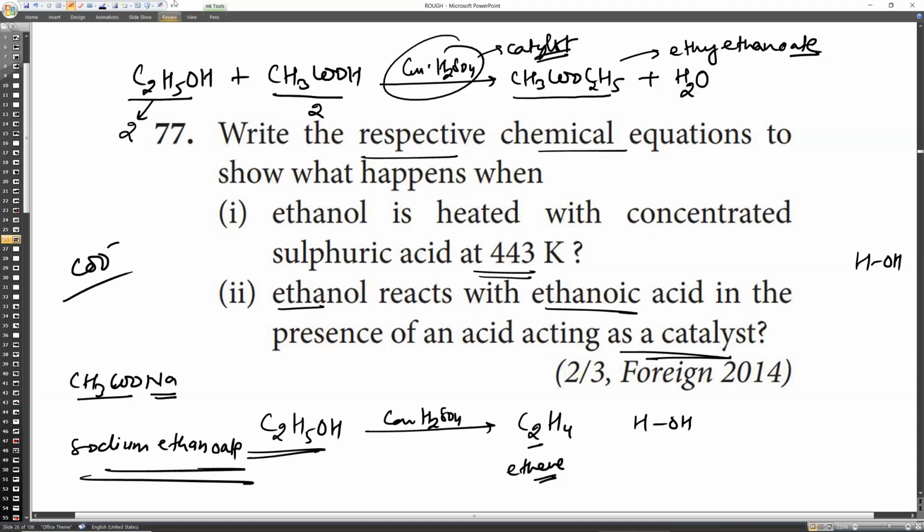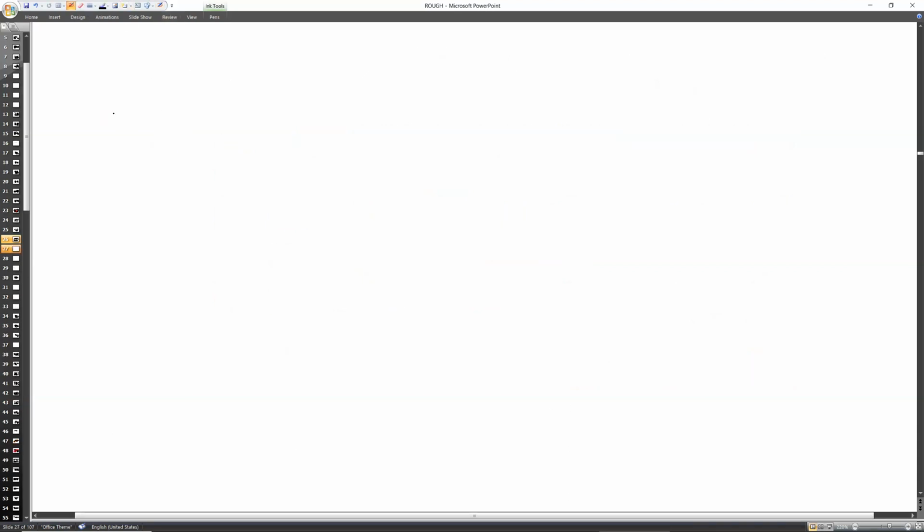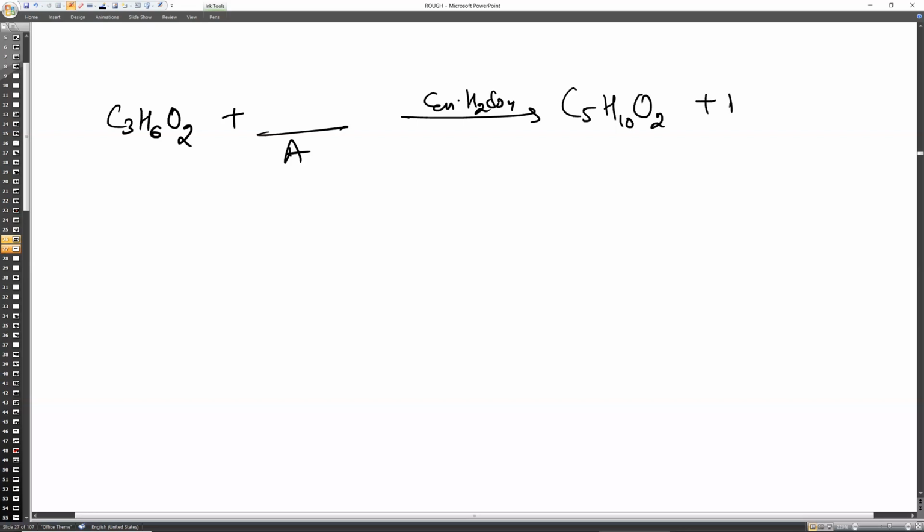If a question comes to you, let's suppose we take a question like this: we have a carboxylic acid C3H6O2, with a double bond in it. When it reacts with an alcohol, we don't know the name of this alcohol, in the presence of concentrated H2SO4, it forms a sweet smelling substance with the formula C5H10O2 plus water. Can you predict the name of this alcohol?